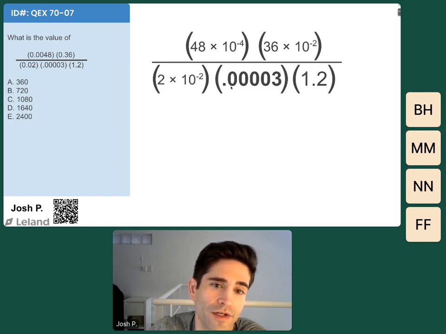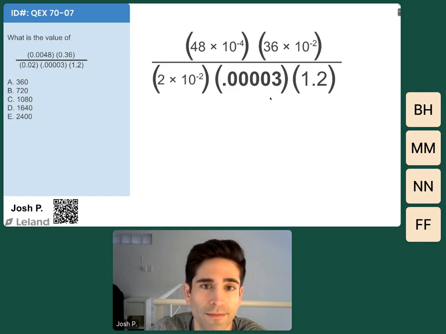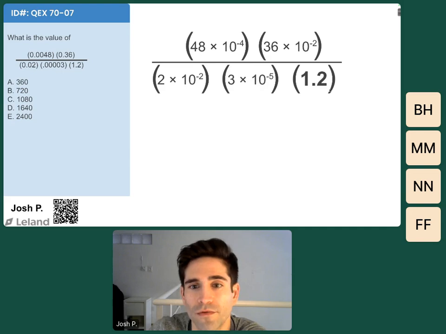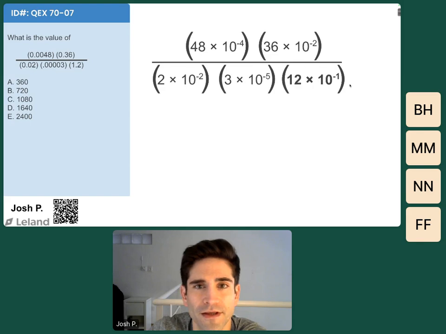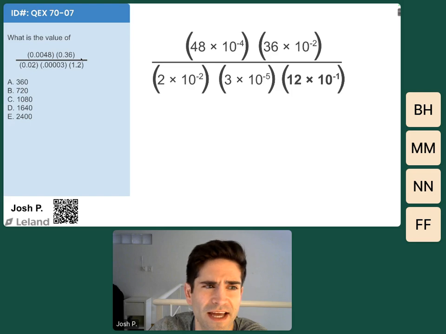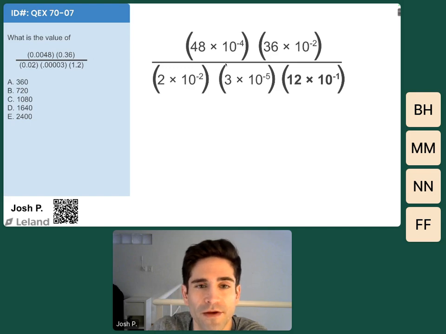Great, this term, 0.00003, is of course 3 over 1 followed by 5 zeros, which gives us 3 times 10 to the minus 5. 1.2 is equivalent to 12 over 10, and therefore 12 times 10 to the minus 1. So now we basically made these terms that had different amounts of spots to the right of the decimal point, we made them look very similar. It's all about organization.